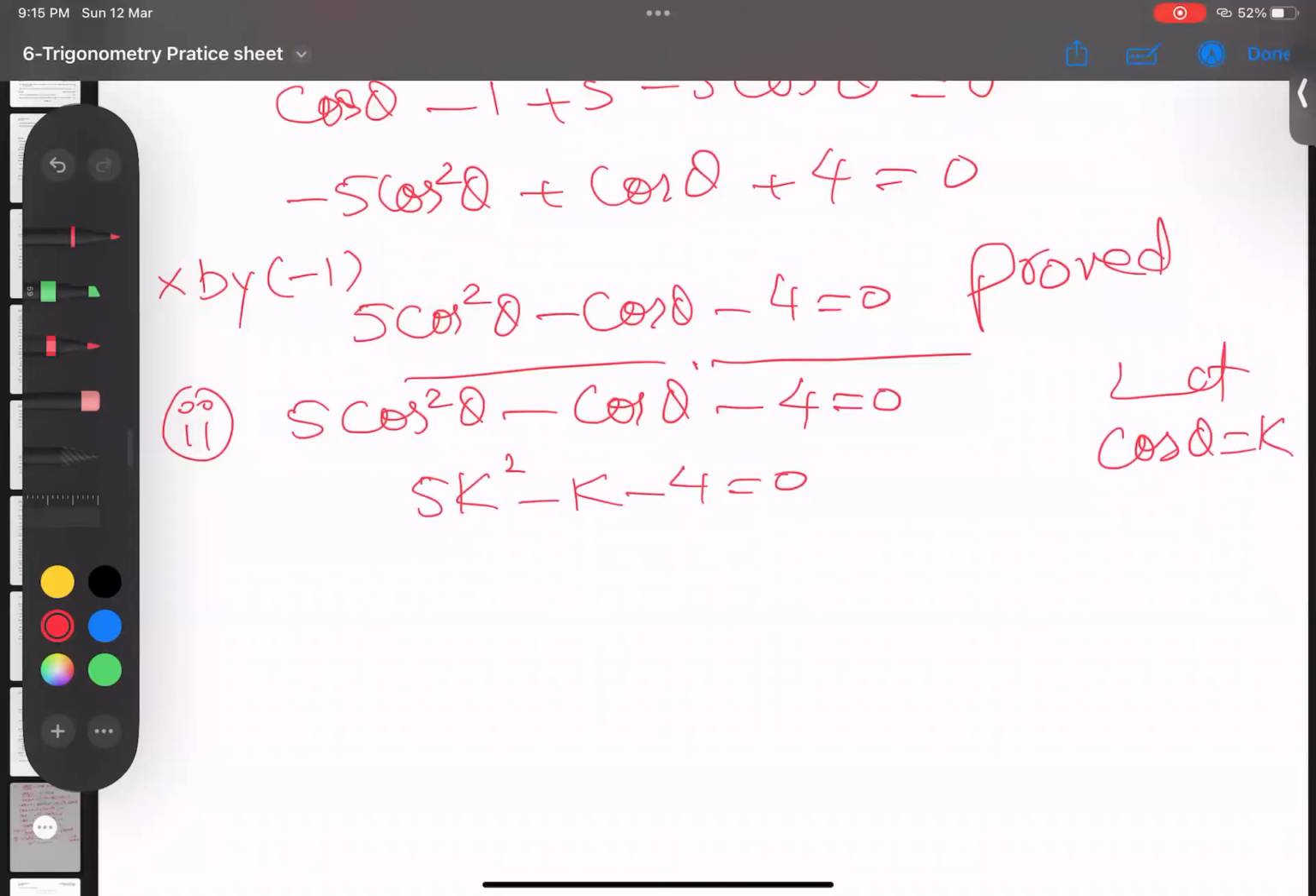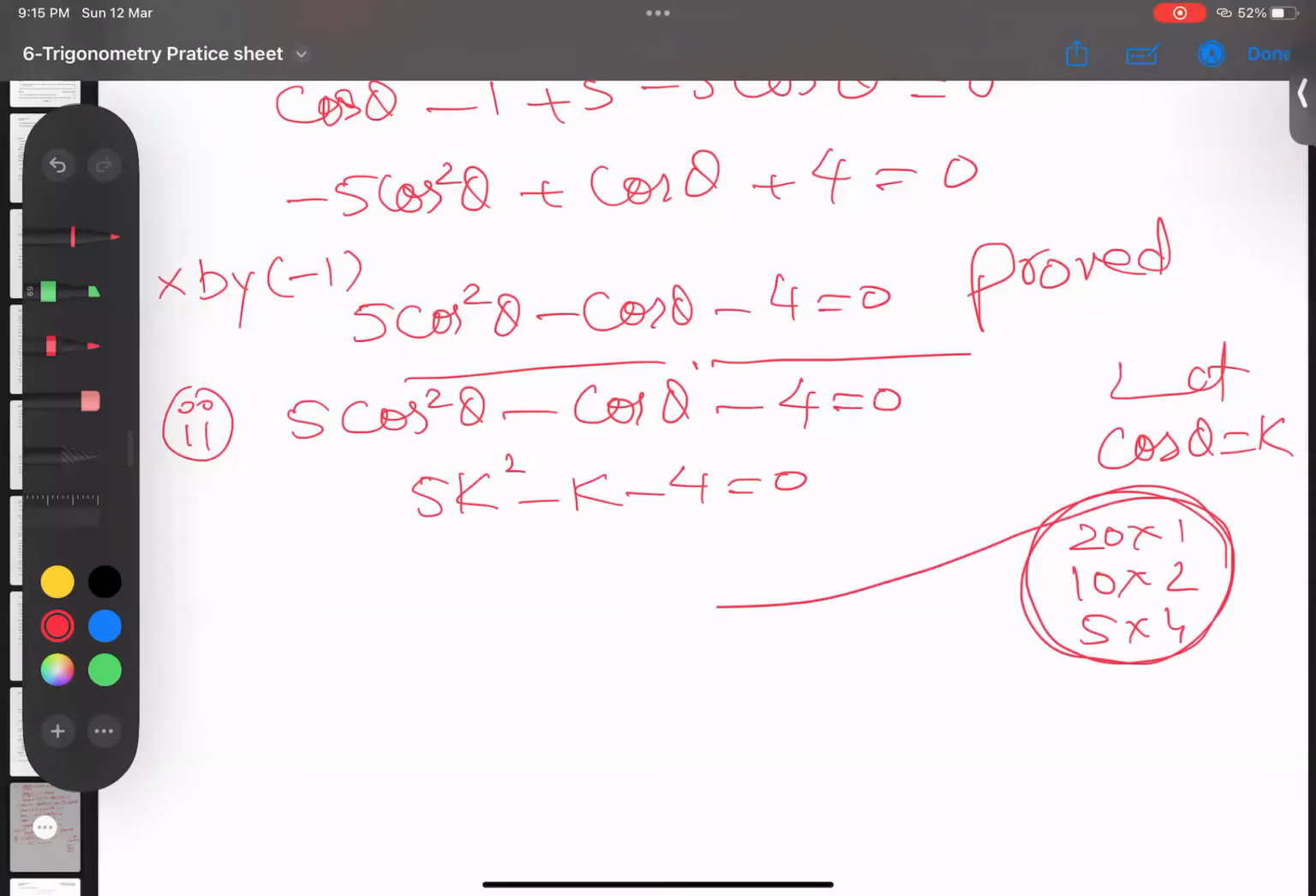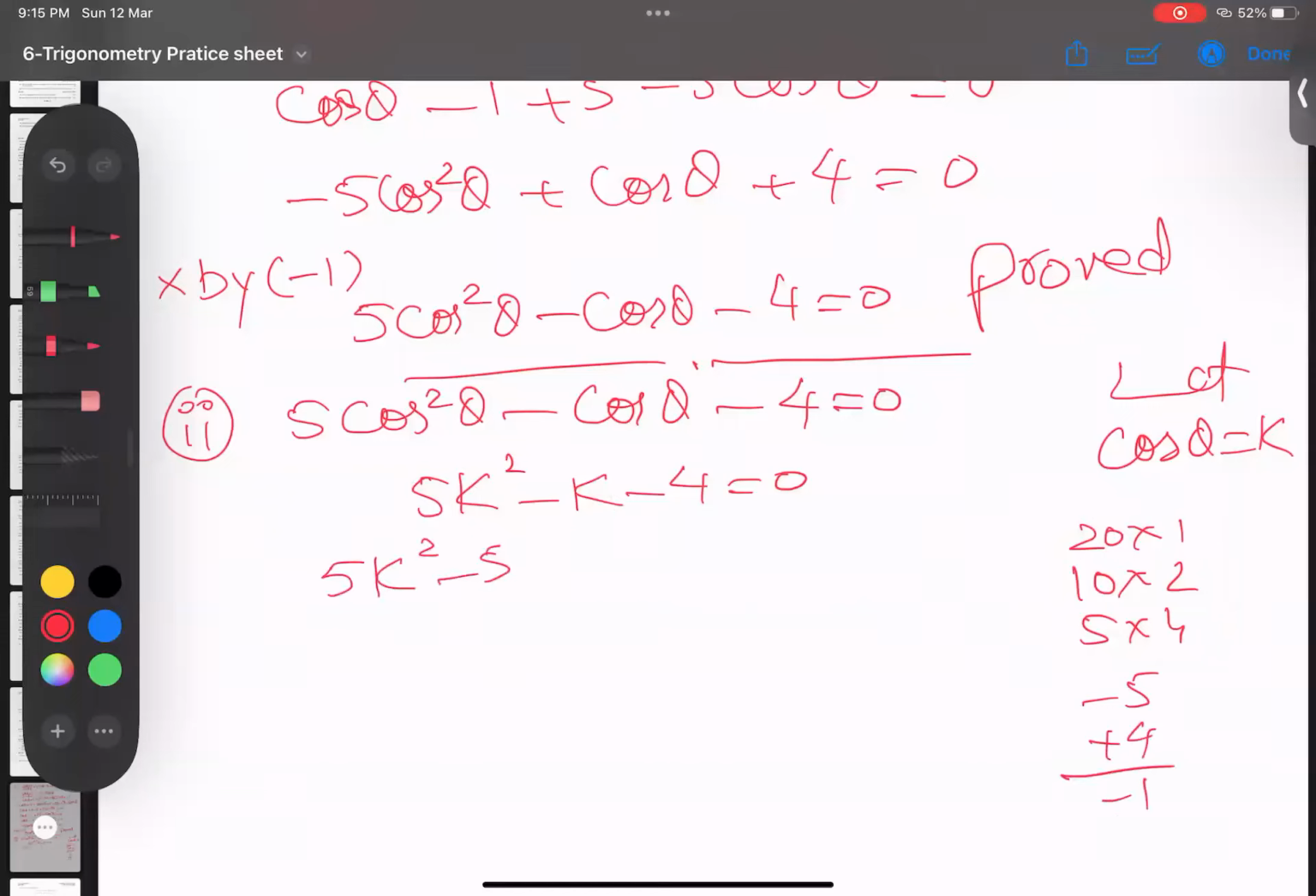I think the point is very clear. And now I will factorize. How to factorize? 4 into 5, 20. And 20 you have two ways: 20 into 1, 10 2s are 20, and 5 4s are 20. Which pair add or subtract gives you minus 1? Naturally, minus 5 and plus 4 will give you minus 1. So I am writing here minus 5k plus 4k minus 4 is equal to 0.